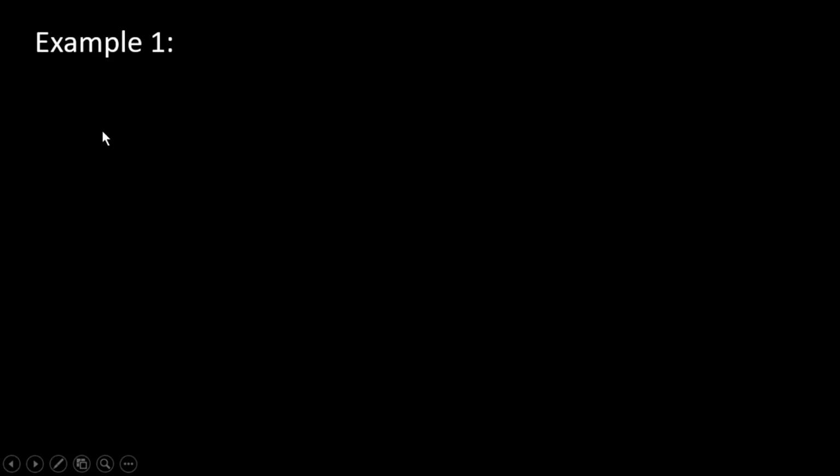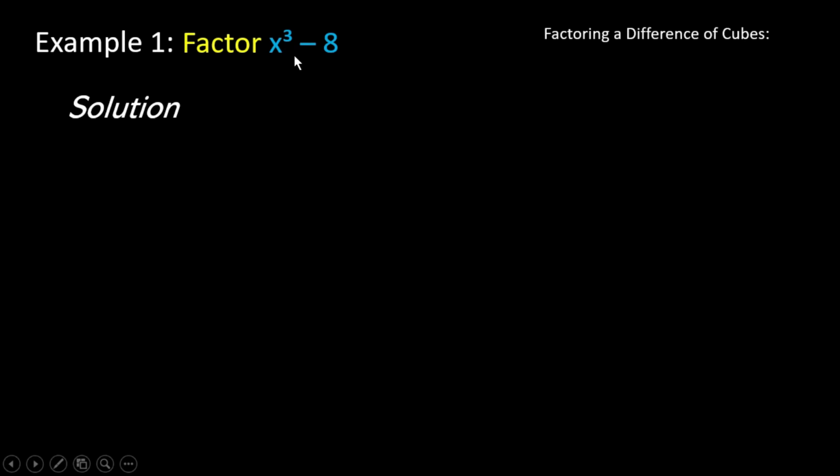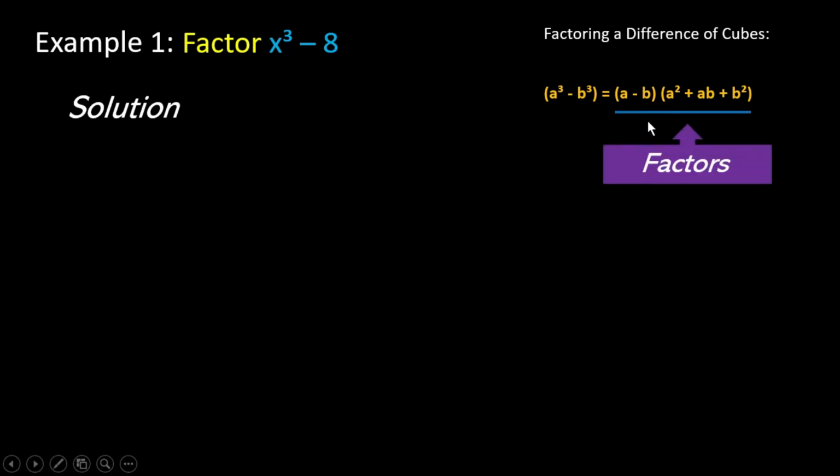Para sa una nating halimbawa, meron tayong factor x cubed minus 8. So, para sa ating solution, dahil minus siya, so factoring a difference of cubes at ito ang kanyang formula. So, meron tayong a cubed minus b cubed equals a minus b times a squared plus ab plus b squared. So, tandaan nyo guys, itong a cubed minus b cubed, ito ang kanyang itsura. Tapos, ito naman is the factors. So, kukunin natin ito guys in the form of x cubed minus 8.